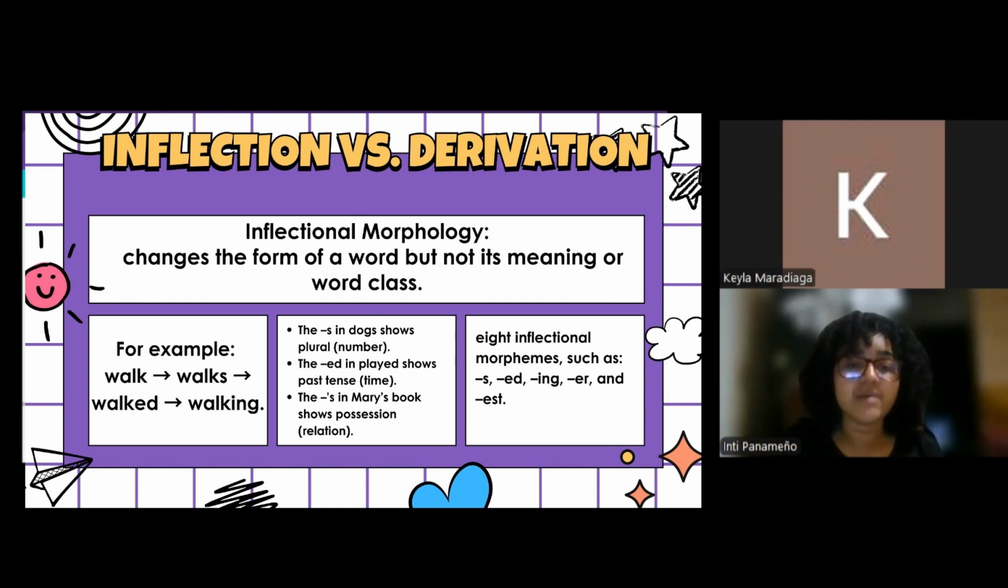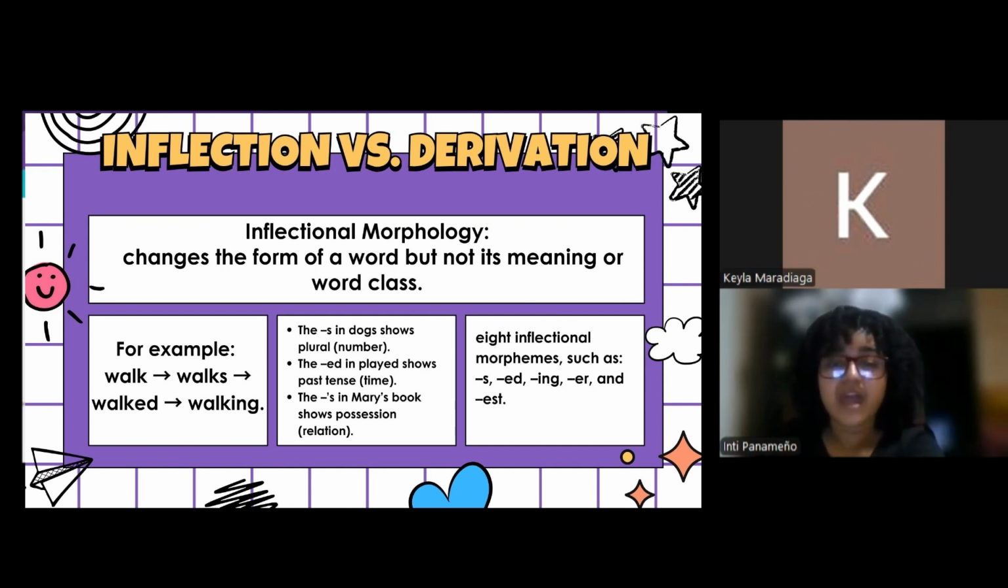Here I have an example. We can say the verb walk. That can become walks, walked, and walking. So the word walk stays a verb, but the ending changes to show maybe tense, person, or aspect. So inflectional morphemes are like small grammatical signals that tell us how, when, or how many.